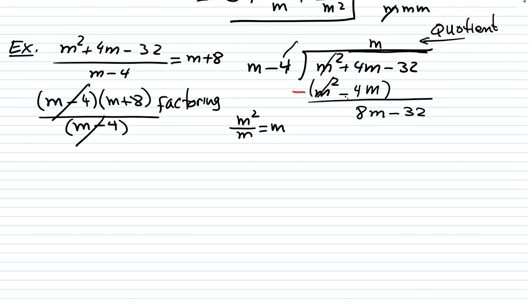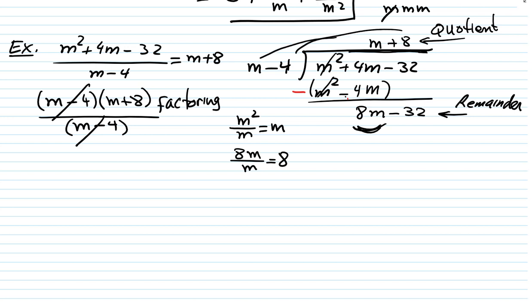And then we're going to start this again. We're going to divide the first term in this. This is the remainder, by the way. Okay, so we're going to divide the first term in the remainder by the first term in the divisor. And that's 8. So we're going to add 8 in the quotient. We then multiply 8 by both of these terms of the divisor. So 8 times m is 8m, 8 times 4, 32.